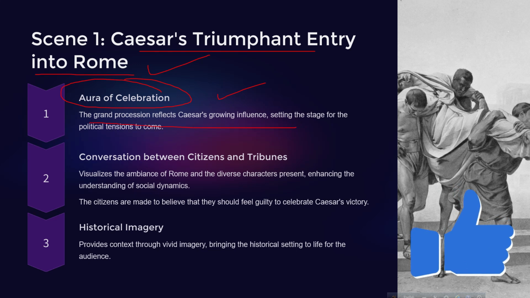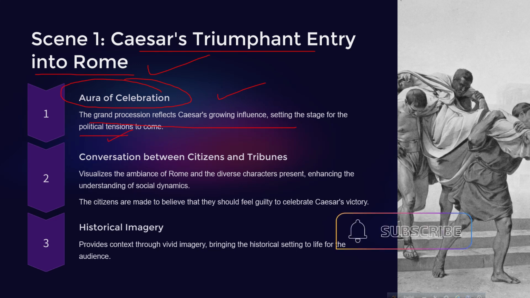Now, what is the meaning of political tension? It means that people who don't like Caesar, people who are supporters of Pompey, don't like people celebrating like this. And therefore, we can see after this the conversation between the citizens and the tribunes. Now, who are the tribunes? If you can write in the comments, I want to see how much you remember. All right, so the tribunes actually rebuke the citizens, they scold the citizens.